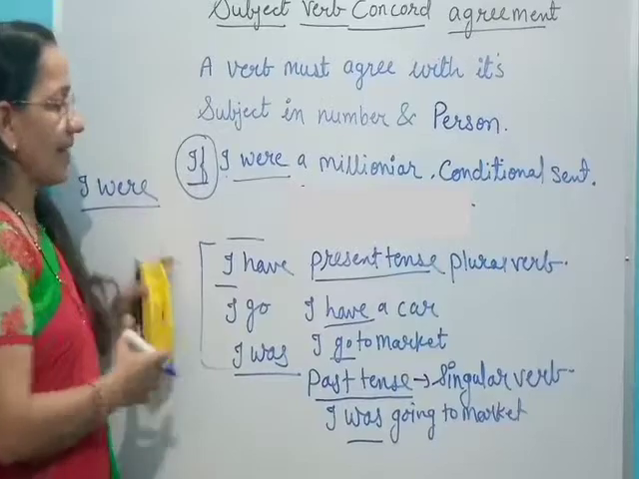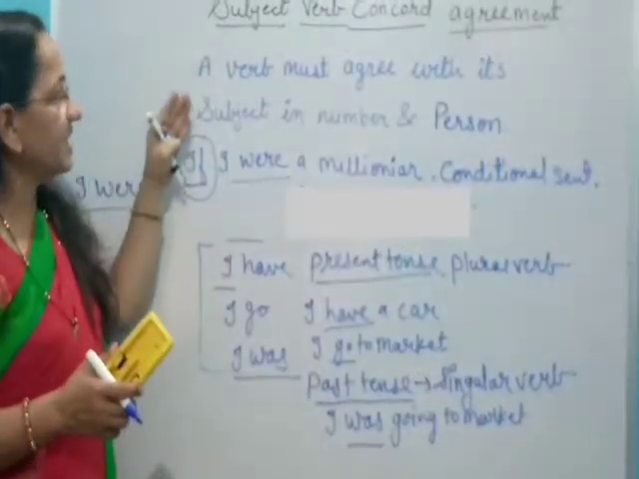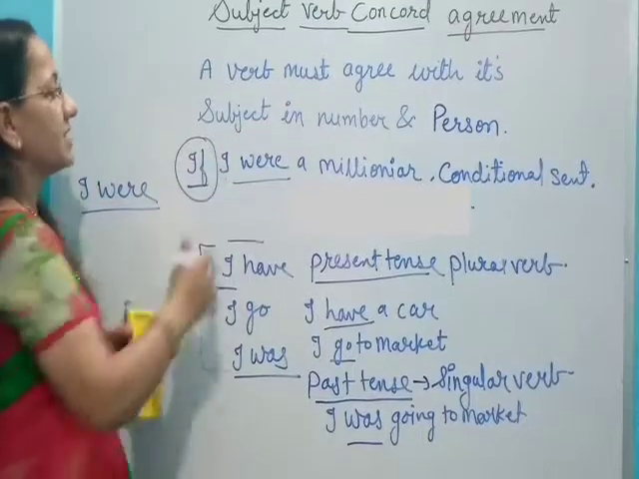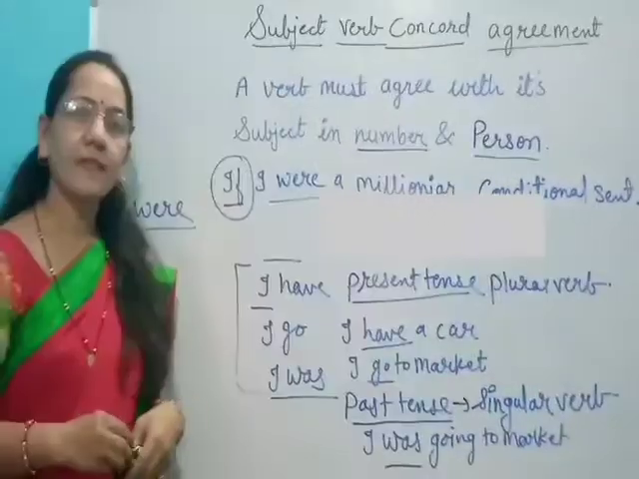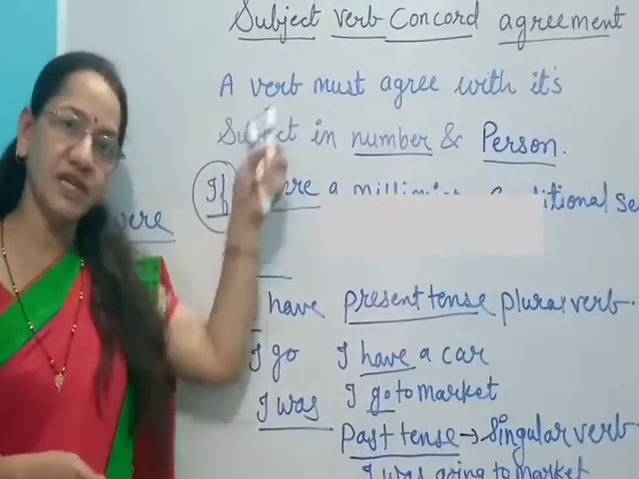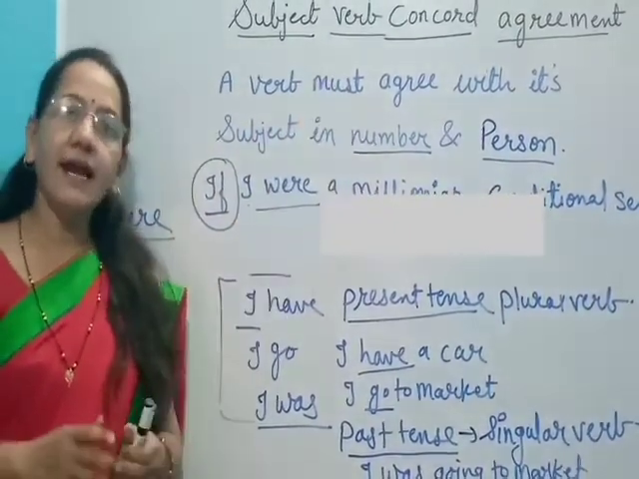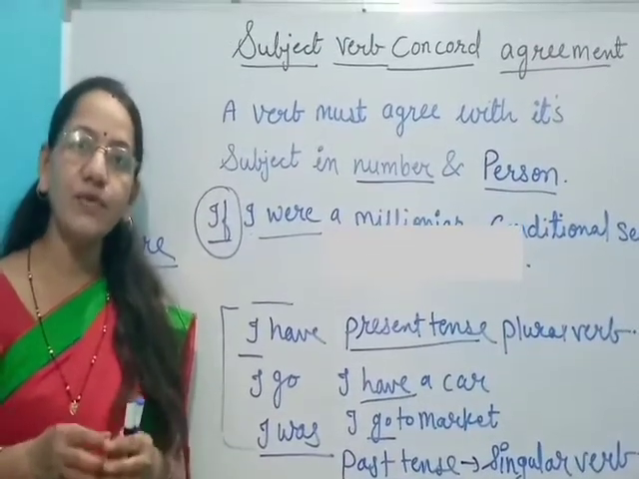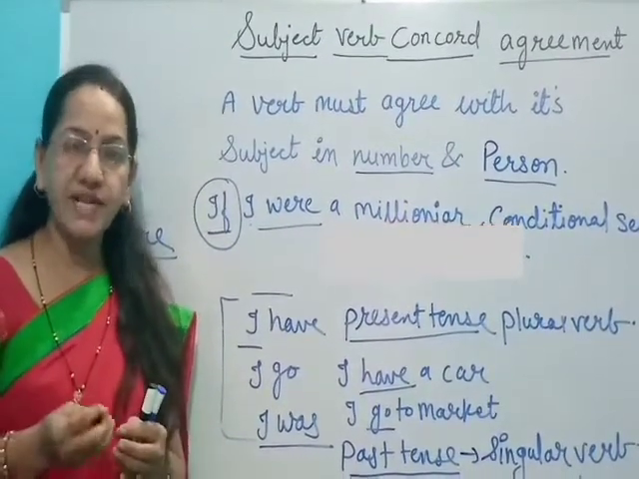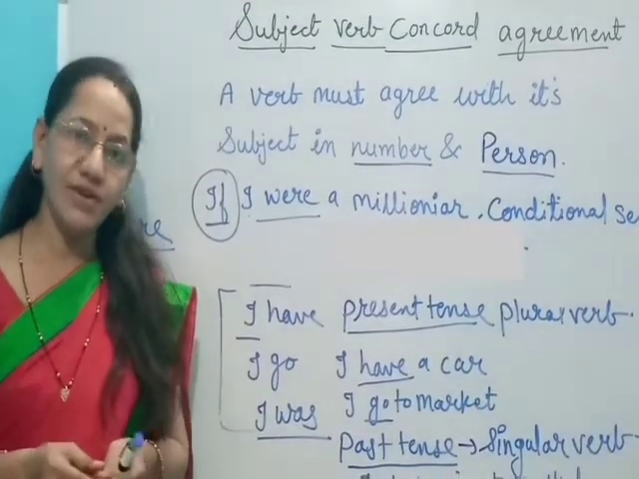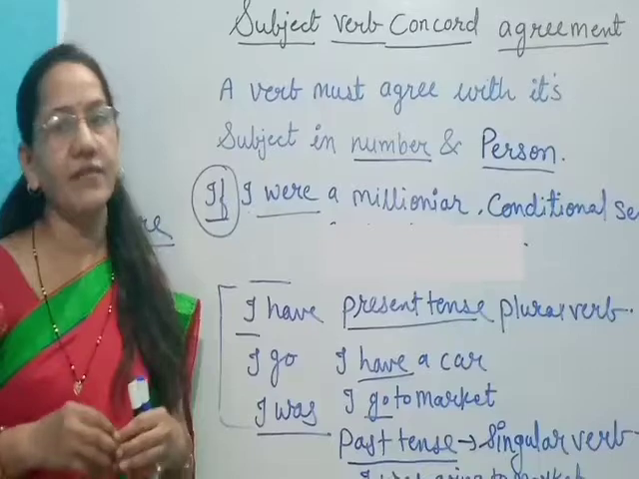So this is our concept of subject verb concord, that a verb must agree with its subject in number and person. So students, this is our part 1 of the subject verb concord concept, and in the next lecture we will continue with all the rules. I will give you 10 rules and short tricks: how you could recognize and how you will apply them, and how the questions will come in your exam. All things we will learn in part 2.